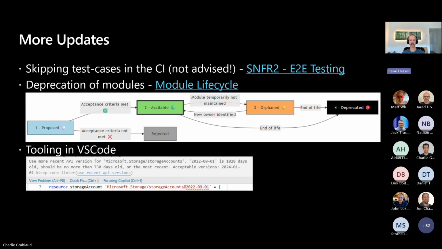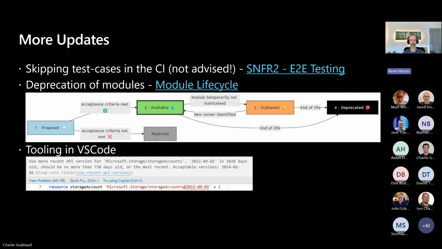Another update is that we have added deprecation of modules to the module lifecycle. I think Terraform already had that, but from the Bicep side, we added this as well. If you go to the website, you can also click on the individual boxes here to get more information on when deprecation is needed or what the requirements for that are. It was a necessary step because sometimes modules get really deprecated because there is a successor module which does the same things and is maintained. That might make it necessary to deprecate certain modules.